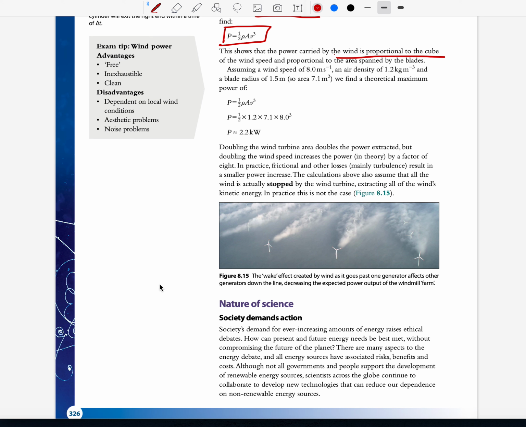That's it. This is 8.1. So the next section is 8.2. It's more physics, radiation, greenhouse effect.